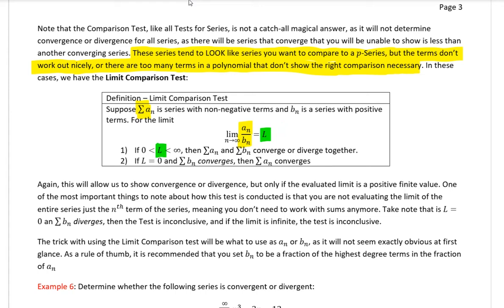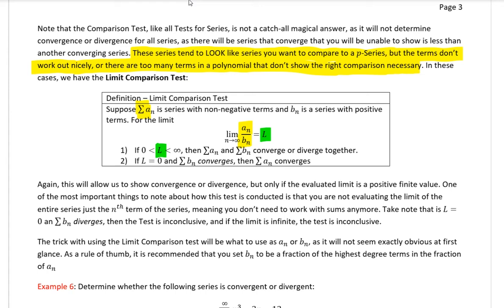If that limit is between 0 and infinity, so it's not 0, it's not infinity, it's somewhere in between, a finite positive value, then that means a sub n and b sub n will converge and diverge together. So if the one I compare to, b sub n, converges, then so does a sub n. If b sub n diverges, then so does a sub n.